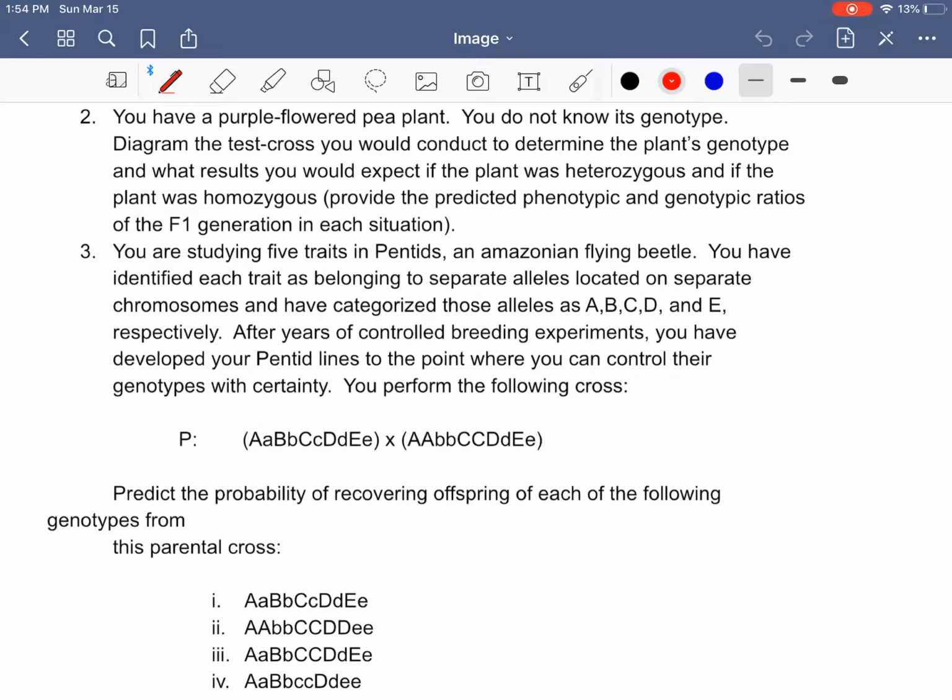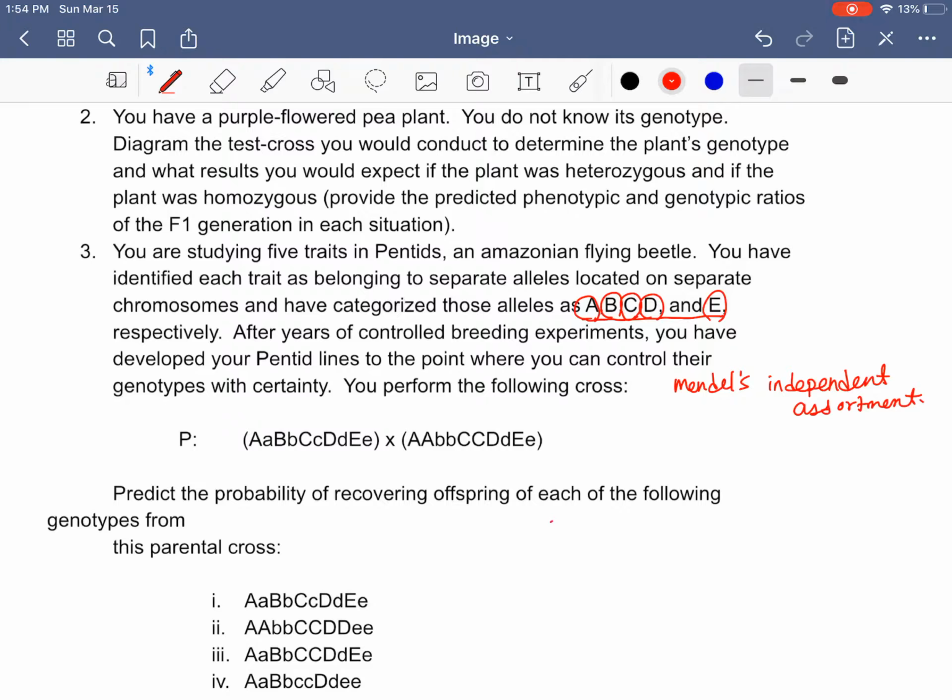Okay, so we have 5 alleles, A, B, C, D, and E. And according to Mendel's independent assortment, the inheritance of all of these alleles are independent of each other. So one of them is not going to affect the other one. So let's think about them separately.